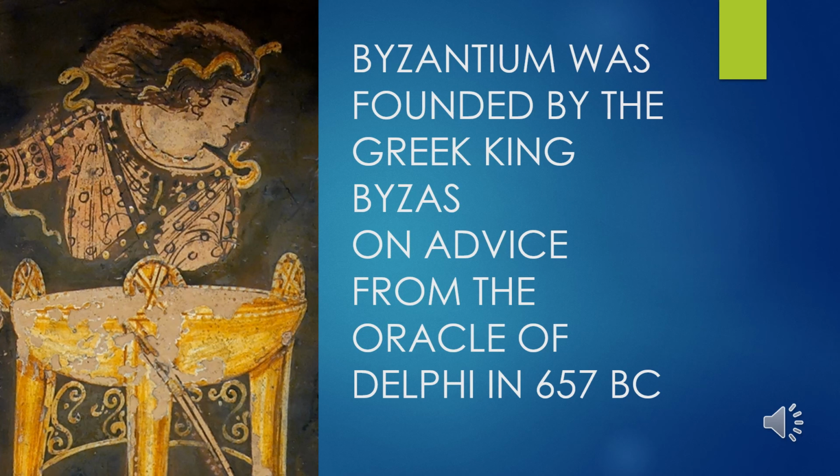So the point is, she would sit on a tripod stool over a crack in the rock, and it was said that at this location sulfurous fumes would rise up from underground in the earth, and this would put her into a trance state. Different leaders and people would come to consult with her and get prophecy and advice about what they should do. And so this is where Byzas came to receive that advice to build a city in that particular location in what is now modern-day Turkey.